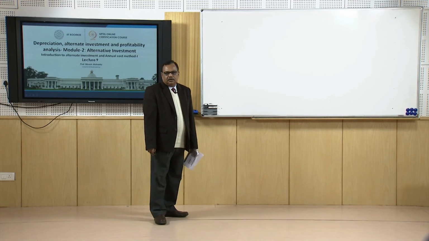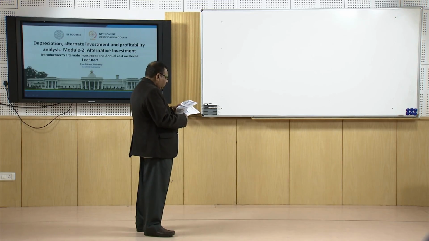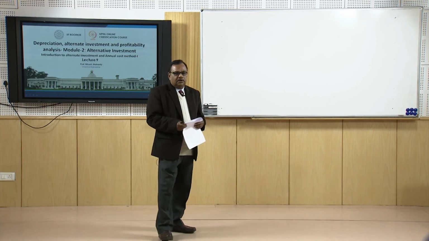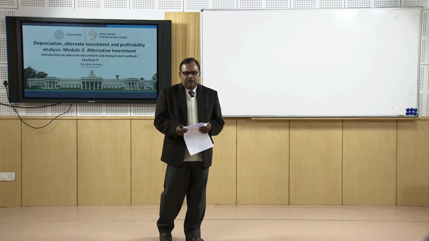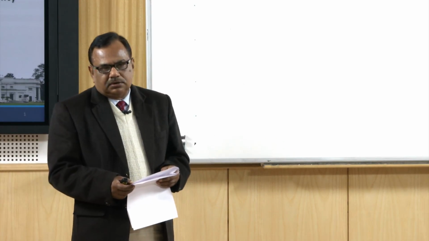Now, this is a table I had given to show that if the present value of all the installments is calculated, it comes out to be the original cost of the equipment at time equal to 0, that is, for A machine it is 45,000 and for B machine it is 30,000. I have calculated for A machine only. So, it is 45,000.